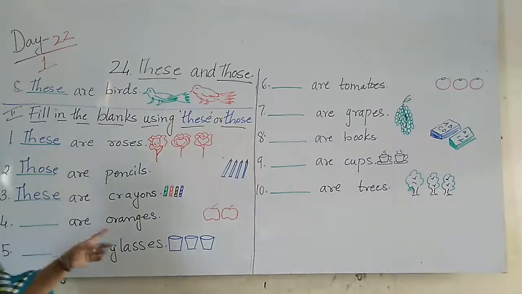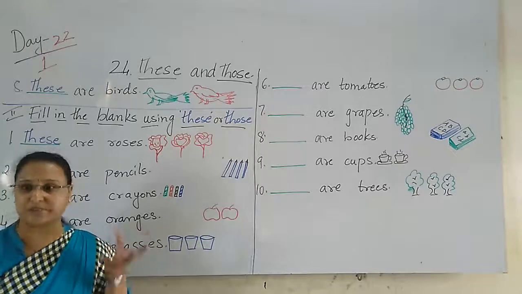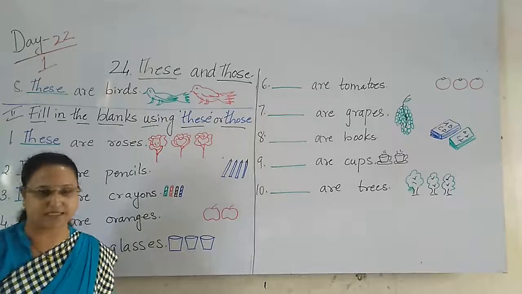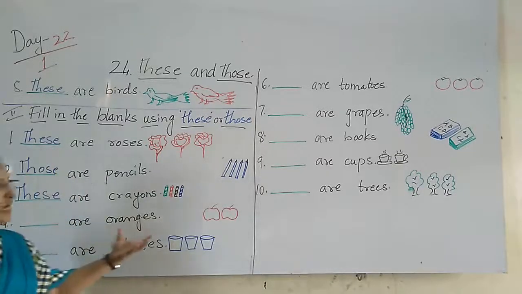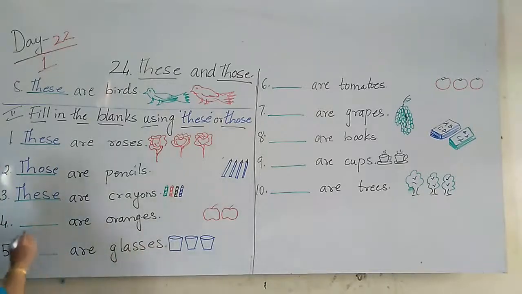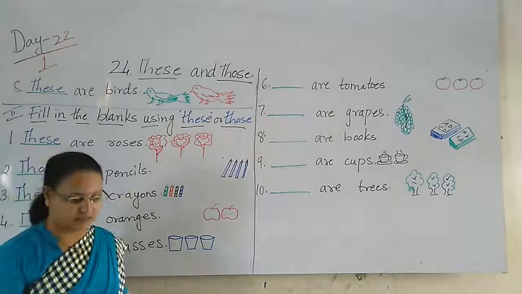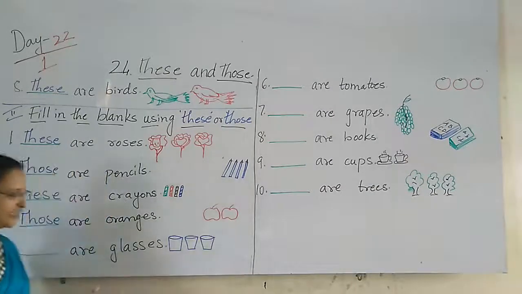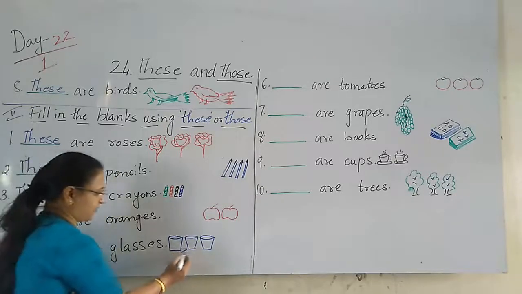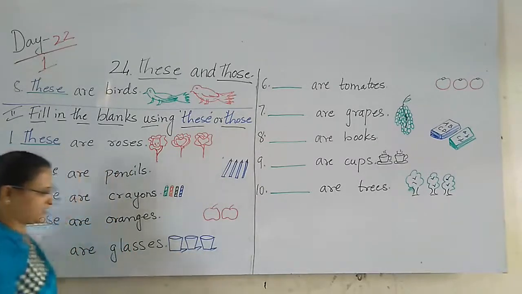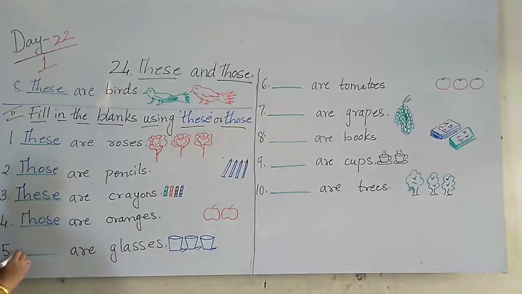Dash are oranges. Orange. Yes. So the oranges are far. So we write, those are oranges. Next, dash are glasses. The glasses are near to us, close to us. Yes or no? They are close to us. So we write there, these are glasses.